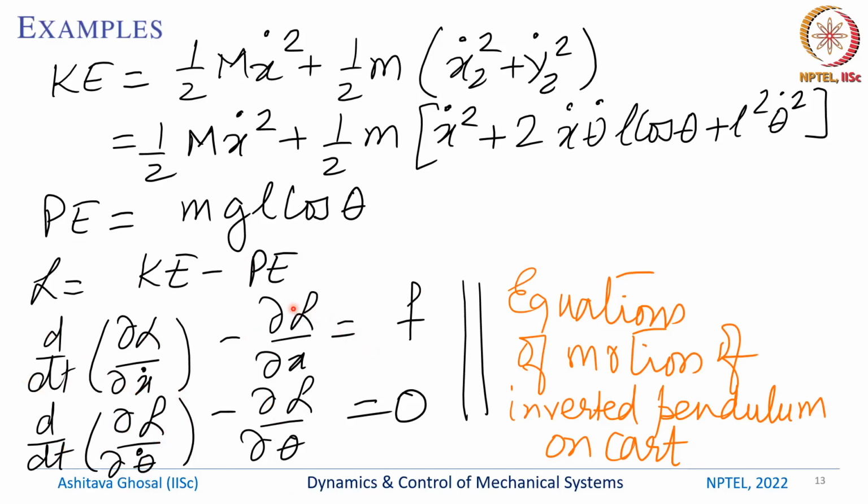And the only force that is acting is along the x direction, which is this force. There is no force for the generalized coordinate theta. So the equation of motion of this inverted pendulum on a cart can be derived because I know the kinetic energy, I know the potential energy, and we can do all these partial derivatives and assemble the equations of motion.